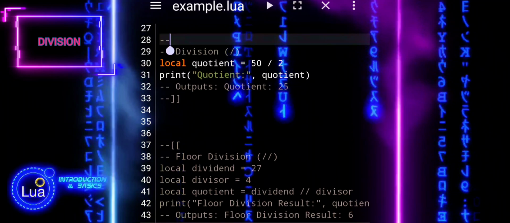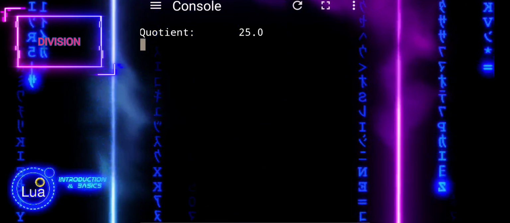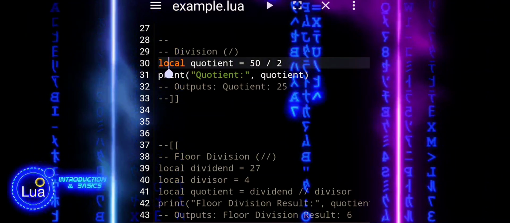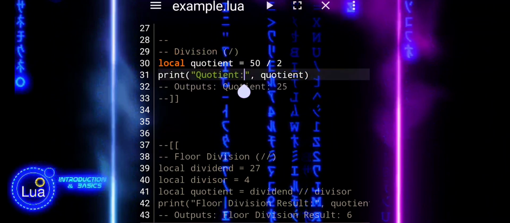Division, marked by slash, introduces the concept of sharing and partitioning. This fundamental arithmetic operator divides one value by another, guiding us through the realm of proportions and ratios.